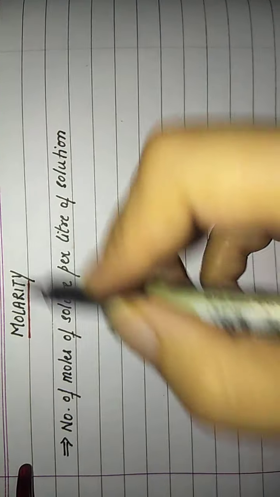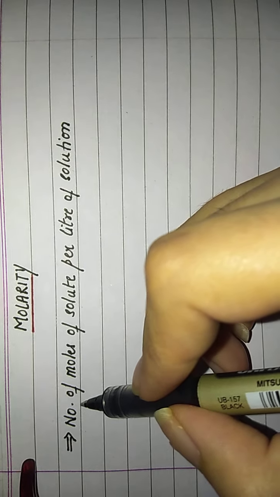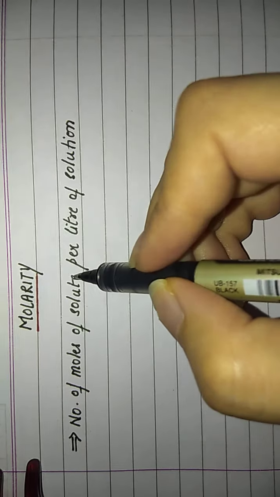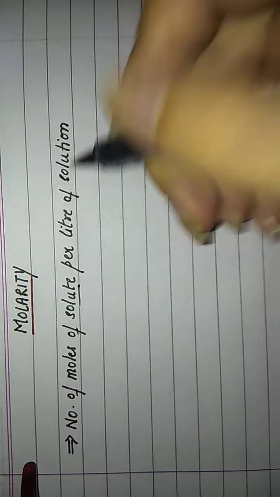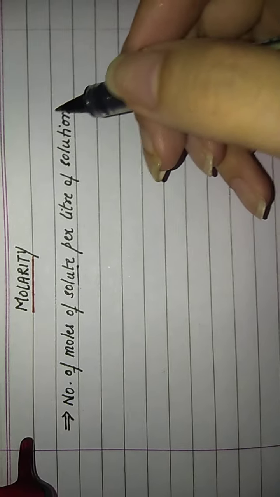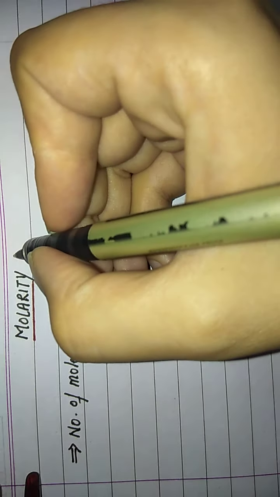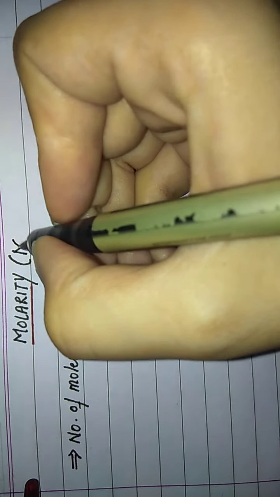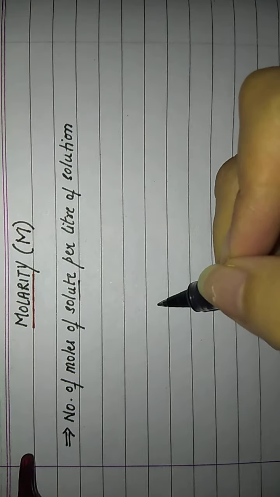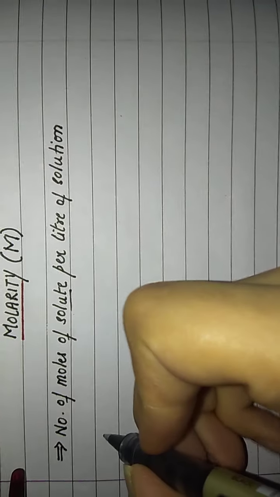Molarity. Now how is molarity defined? It is defined as the number of moles of solute per liter of solution. Now a molar solution is indicated by the capital letter M.